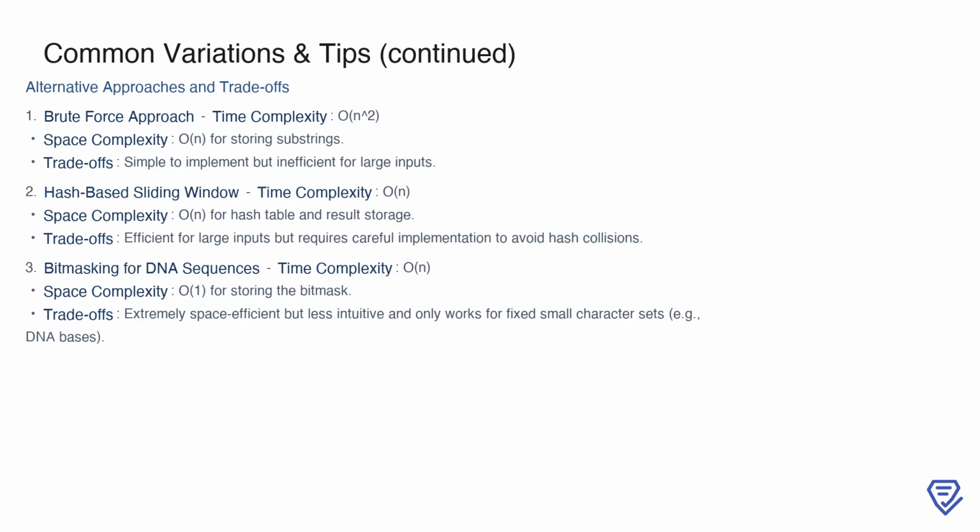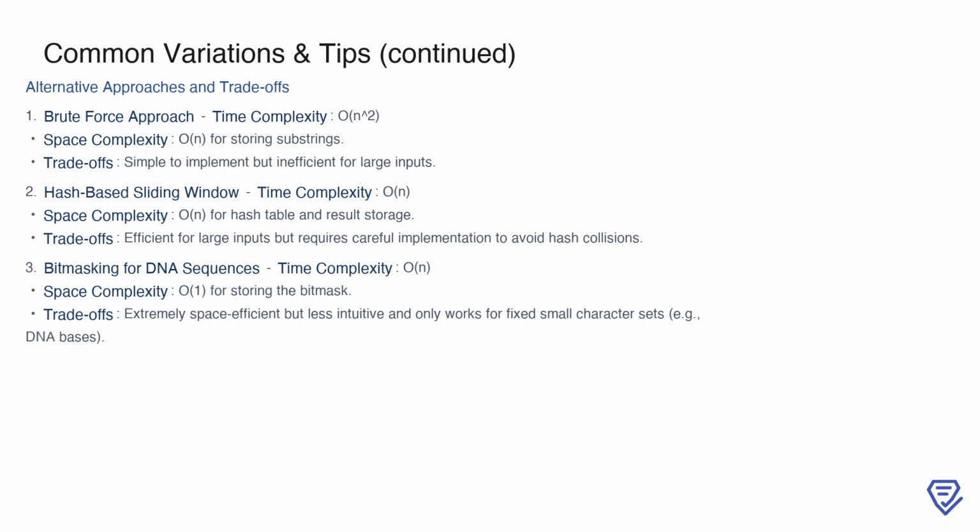Lastly, let's compare some alternative approaches and their trade-offs. The brute force approach, while simple to implement, has a time complexity of O(n squared) and a space complexity of O(n) for storing substrings. This makes it impractical for larger inputs due to inefficiency. A hash-based sliding window approach improves on this, offering O(n) time complexity and O(n) space complexity.